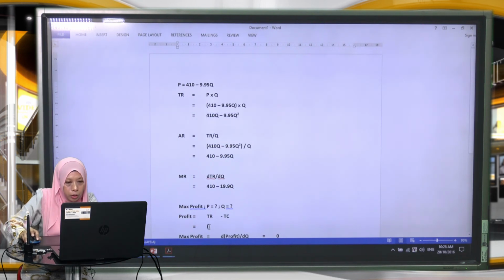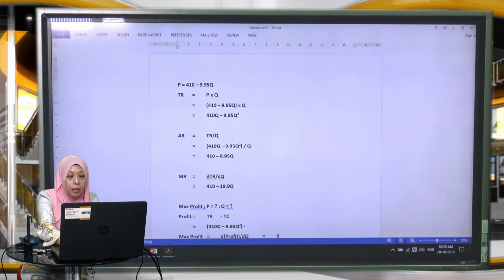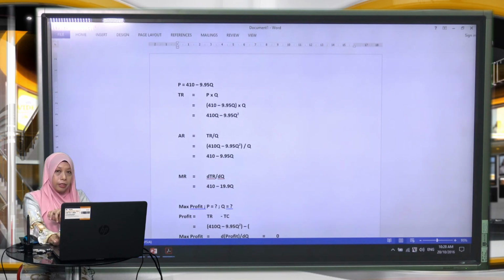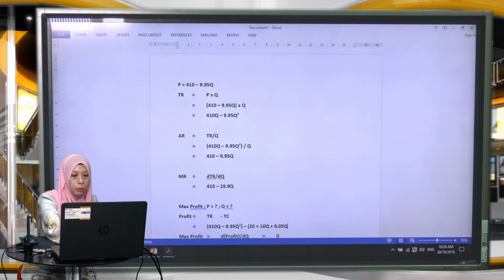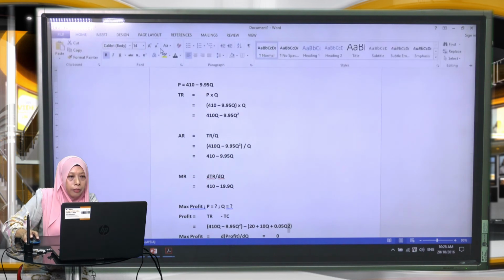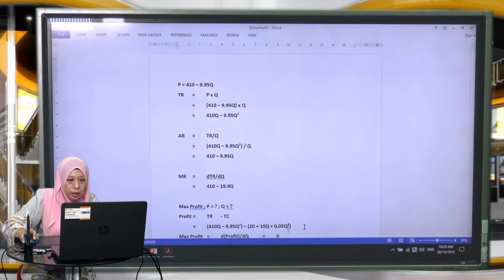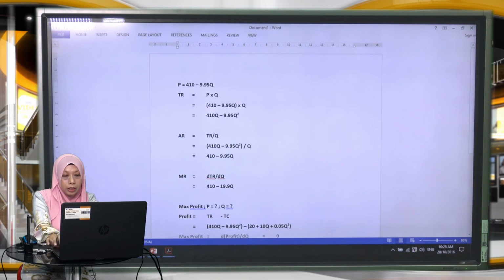So simply take the total revenue function, minus, now the total cost function is already given, isn't it? So it's 20 plus 10Q plus 0.05 Q squared. Okay, so we have already substituted the total revenue function and the total cost function. So what are we going to do next?